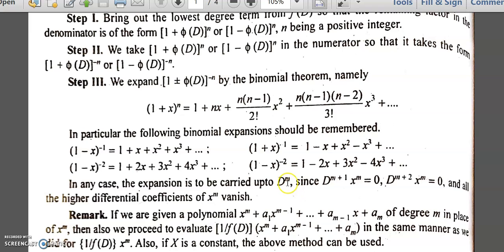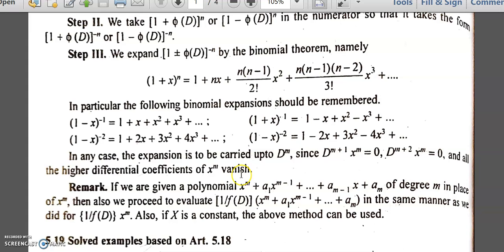Also you have to know that if D to the power m means m times differentiation, then m plus 1 times differentiation of x to the power m has the value 0. Why? When you differentiate x to the power m, m times, you get a constant. And one more time, you get 0. Similarly for m plus 2 also you get 0. All the higher differential coefficients of x to the power m vanish.